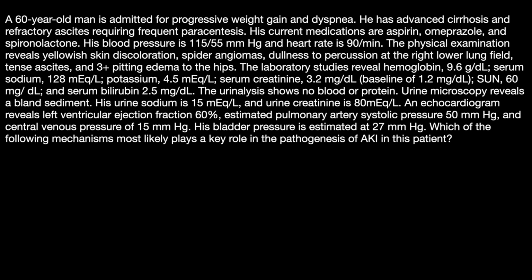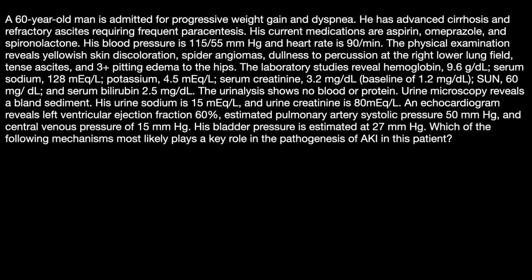The next case is a 60-year-old man who is admitted for progressive weight gain and dyspnea. He has advanced cirrhosis and refractory ascites requiring frequent paracentesis. His current medications are aspirin, omeprazole and spironolactone. His blood pressure is essentially normal, heart rate is 90. Physical examination shows jaundice, spider angioma, dullness to percussion at the right lower lung fields, tense ascites and 3+ pitting edema to the hip.